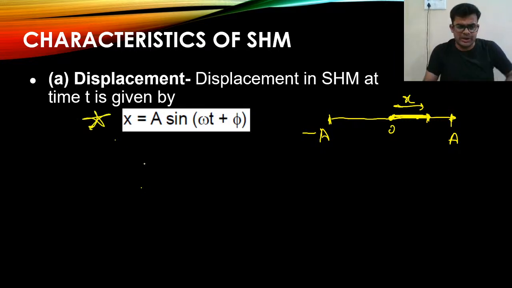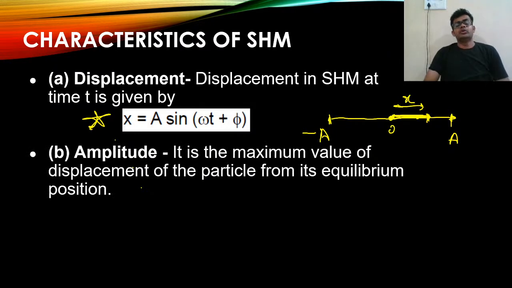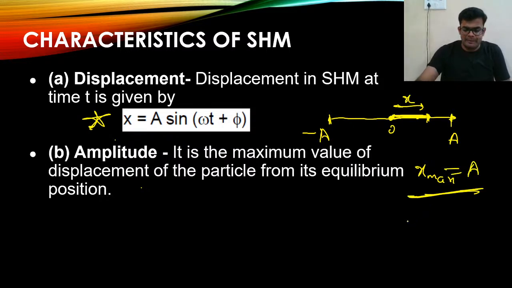I already explained the equation x equals a sine omega t. This is the sinusoidal equation of SHM. You need to remember. Number two, amplitude. Amplitude is the maximum displacement of the particle from the mean position. So x max equals capital A, that is called the amplitude of the particle during the SHM.